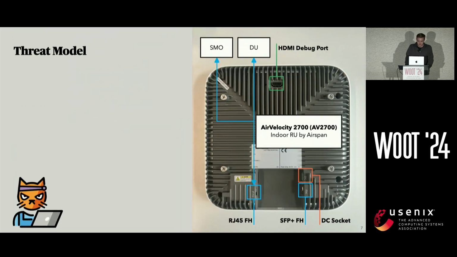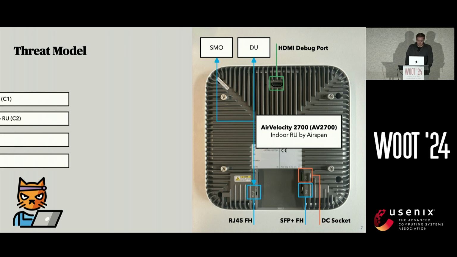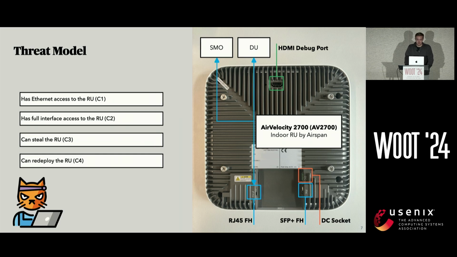So, in more detail about the threat model. On the right side, you can see the radio unit that we have investigated for this paper. It's from Airspan, and it's an Air Velocity 2700. Basically, we thought of what changes from outdoor to indoor base stations and what future adversaries might possibly be able to do. And we derived 4 capability classes from that. That is C1, where an adversary just has Ethernet access to the RU.